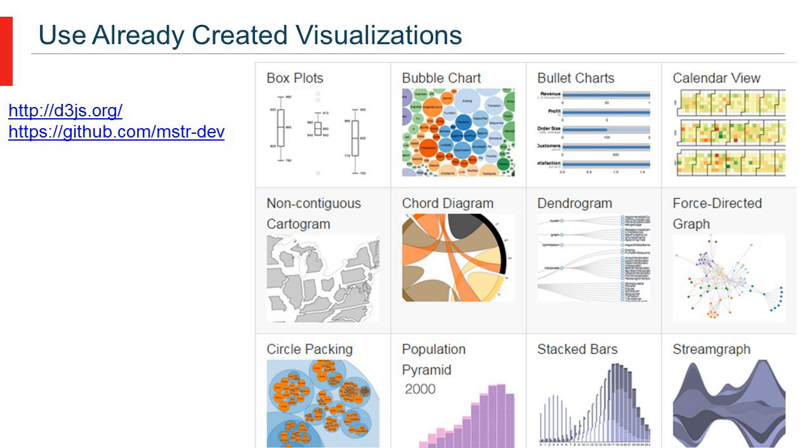So you can use existing visualizations and bring those into MicroStrategy. So whether it's a box plot or a bubble chart, or the one on the lower left, circle packing, which you might find presents a tree structure in a better way than the more usual heat map or tree map visualization. And then we have the calendar view on the top right.